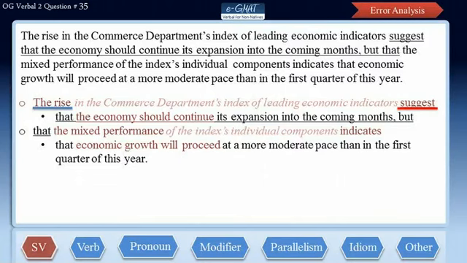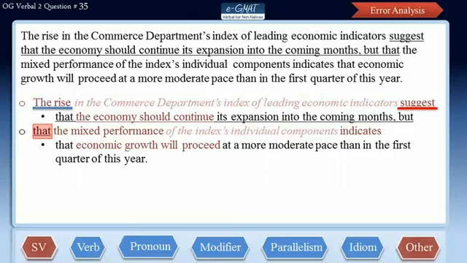Also, but must be followed by an independent clause. Now notice how but is followed by a subject verb pair, which is the mixed performance of the index's individual components indicates. But that after but makes the entire clause a dependent clause, and thus it leads to a grammatically incorrect construction. Also, the presence of that creates faulty parallel structure.